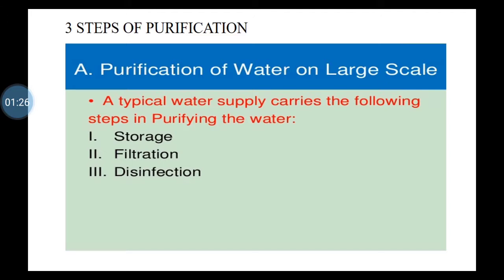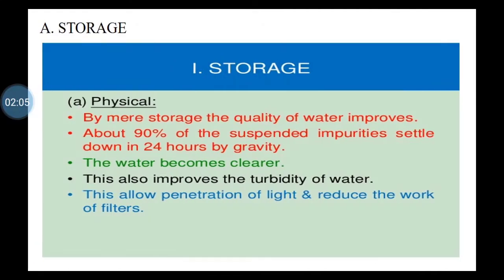Three steps are to be followed: first is storage, second is filtration, and third is disinfection. In some books, you will find the name chlorination, but it is one and the same, disinfection or chlorination. First step is storage, second filtration, and third disinfection. In purification on a large scale, two methods are followed, but those we will discuss when we talk about filtration. Now let us see how water is stored.